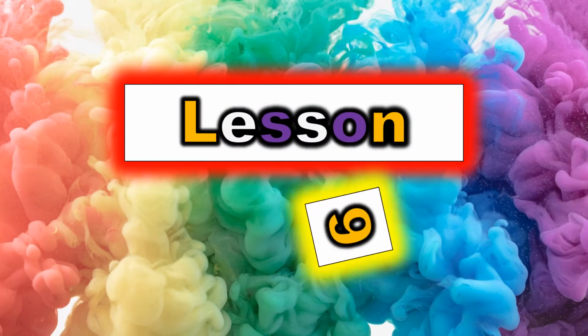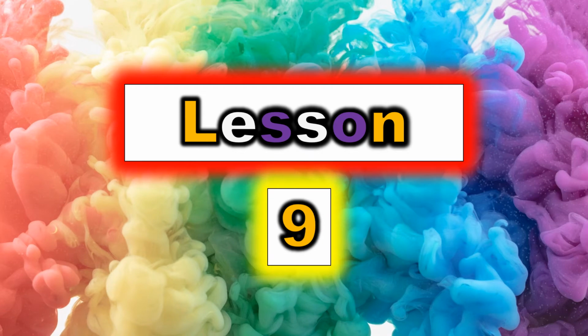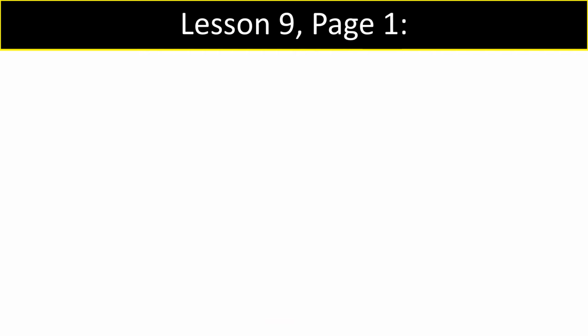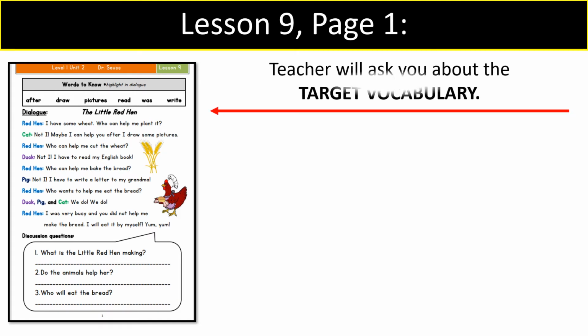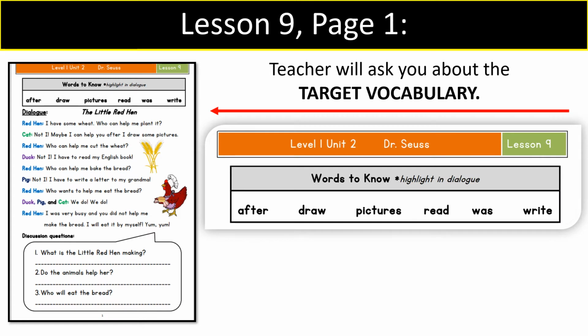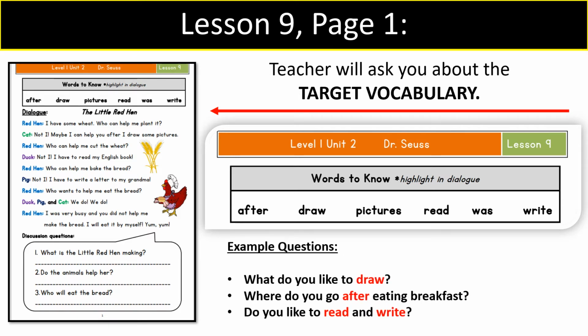Okay, guys, we will start today's review class with lesson 9. Like you can see, it says lesson 9, page number 1. On lesson 9, page 1, you should see a story called The Little Red Hen. And it says, teacher will ask you about the target vocabulary. In today's story, there are 6 vocabulary words. And in the oral assessment, the teacher will ask you questions about these words.